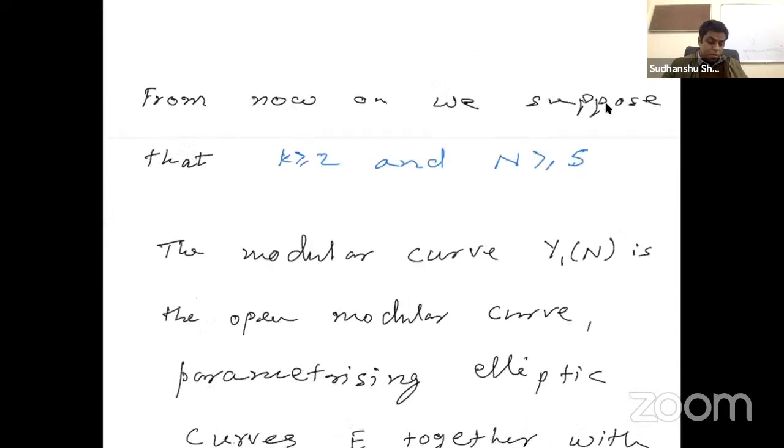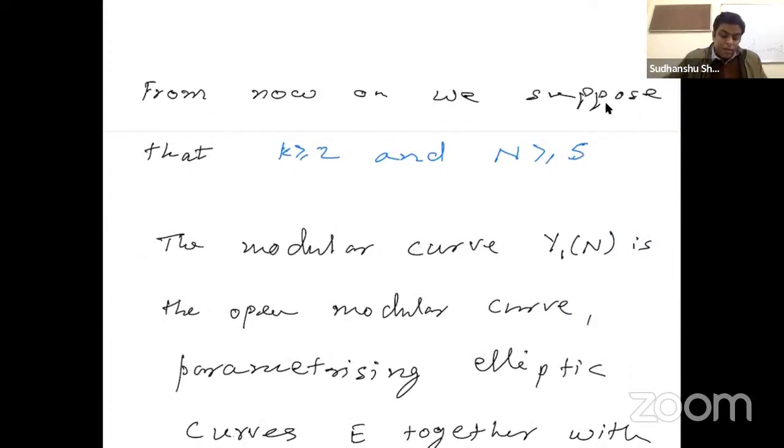So from now on, again, I've already said we'll take a greater than or equal to 2, but one more assumption we need, that is n is greater than or equal to 5. This assumption is very important to construct the representation. It's crucially used. However, it's not true that you can construct representations only for Hecke forms of level greater than or equal to 5.